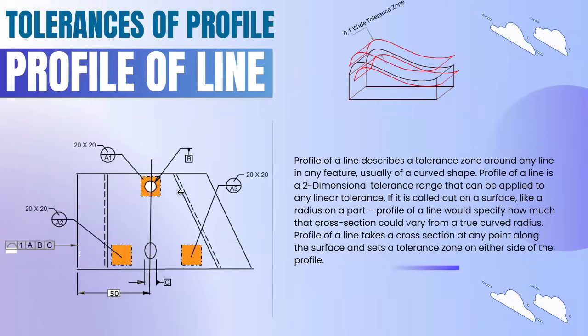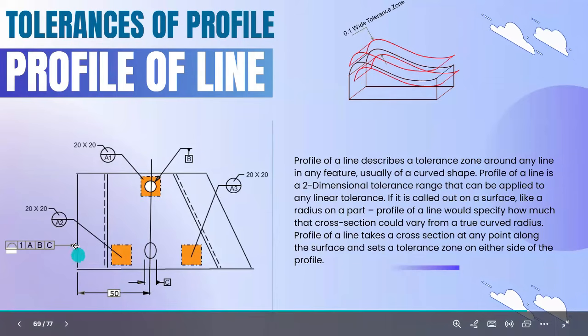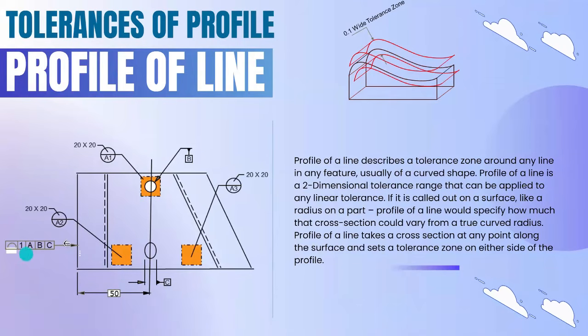So profile of line is two-dimensional. Here in this drawing, you can see for this side plane, they have asked profile of line 1 mm with respect to the datum ABC. A is the primary datum, B is the secondary datum, and C is the tertiary datum. Here they have given targeted points.